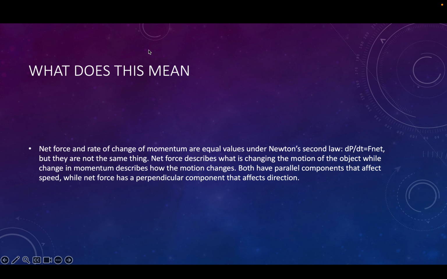So ultimately, what does this mean? The net force and the rate of change in momentum are equal values under Newton's second law, where the change in momentum over change in time is equal to F net, but they are not necessarily the same thing. So net force describes what is changing the motion of the object, while the change in momentum describes how the motion is changing. So both have parallel components in this experiment that affect the speed, but our net force is the only one that has a perpendicular component that affects the direction.